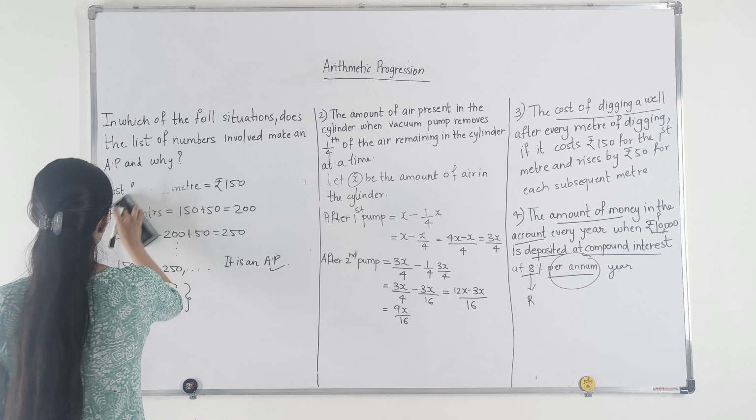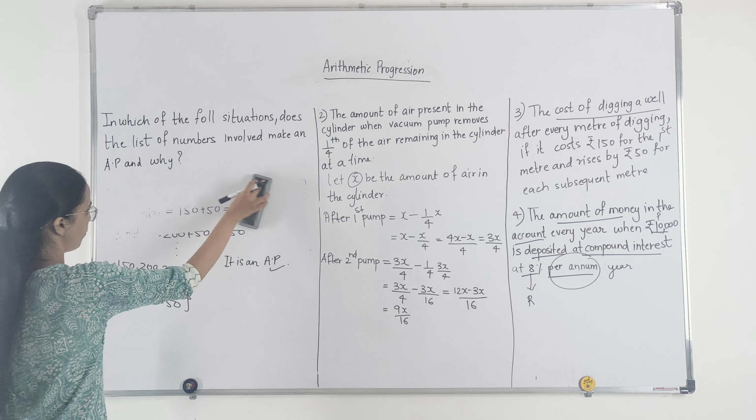So for this, we all know there's a formula that has been known by you or taught to you in your lower standards, and that is the formula for compound interest. So the formula for compound interest is: your A, that is the total amount that you're going to get, would be P into (1 plus R upon 100) raised to T.